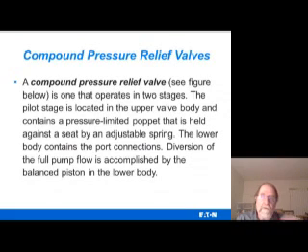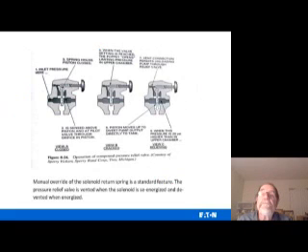Now, a compound pressure relief valve is one that operates in two stages. The pilot stage is located in the upper valve body, and it contains a pressure-limited poppet that is held against the seat by an adjustable spring. The lower body contains the port connection. Diversion of the full pump flow is accommodated by the balanced piston in the lower body, and that is shown on page 278. And here are some pictures of them.